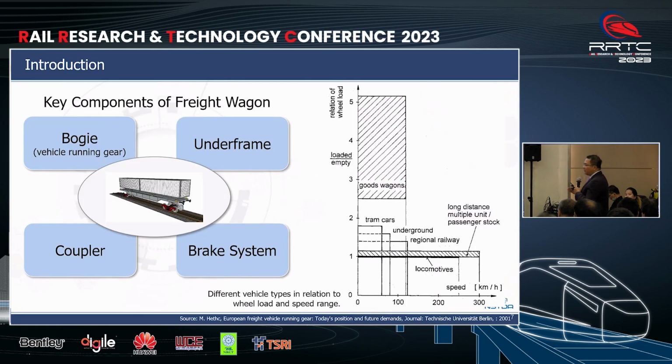What is the motivation to conduct this kind of research? Regarding the Thai First policy, we want to increase Thai industrial capability, and also we want to increase the amount of local content in the railway business sector.